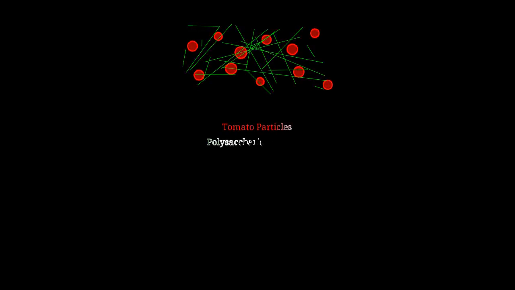Here's a schematic of ketchup's microstructure. The red circles represent tomato particles suspended in a green network of polysaccharide chains. This network can bear stress elastically.